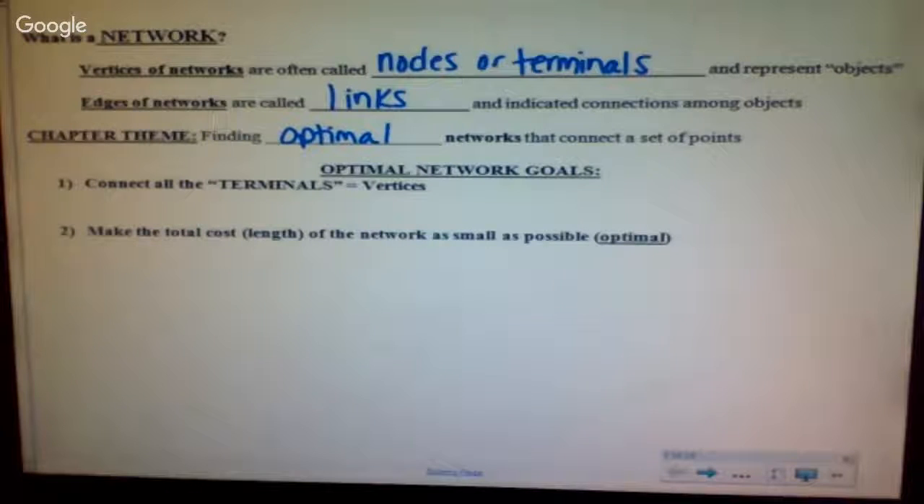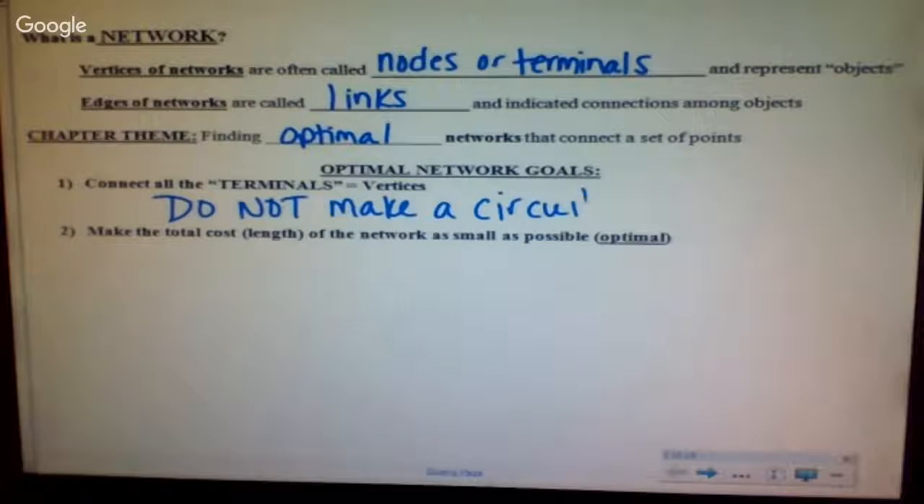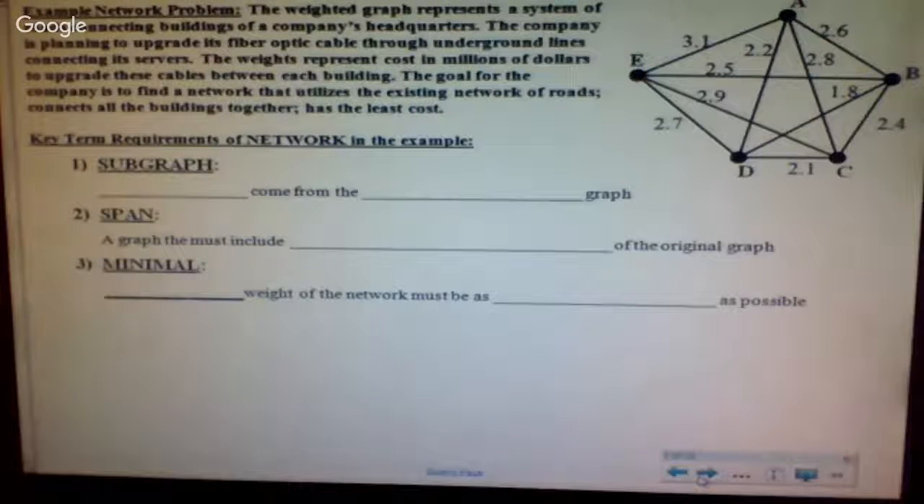So our goal is to connect all of the terminals. Do not make a circuit. And of course, we always want to pick the lines that are as small as possible, which makes it an optimal network. So these are the types of problems that you're going to see.